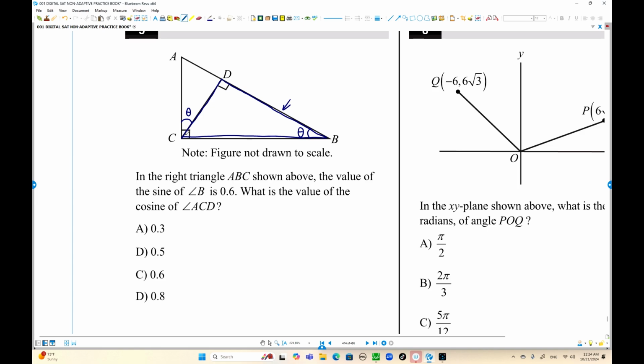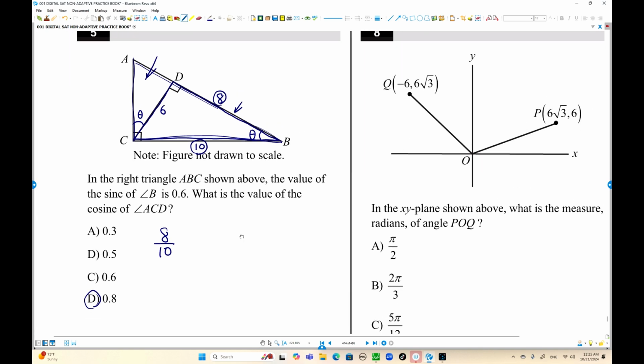0.6 is the opposite over hypotenuse. So this is 6, this is 10, this is 8, right? And this triangle. Now what is the value of cosine theta? Adjacent over hypotenuse, right? 8 over 10. 0.8 is the answer, okay? Or you can try use this one, nothing. Or largest triangle, okay? They're gonna all have the same number.